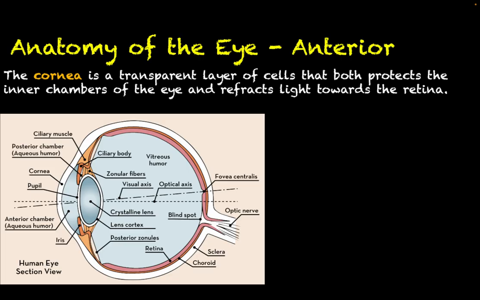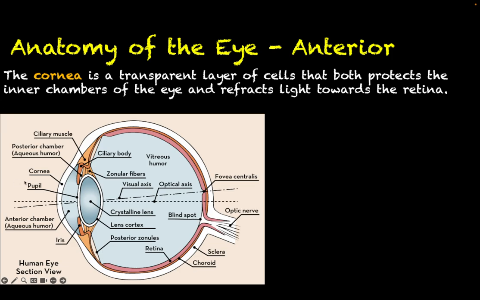Okay, so let's talk a little bit about the anatomy of the anterior segment. So a couple of structures for us to keep track of here. You have the cornea, which is this outermost cell structure right here. This is actually just a transparent layer of cells that both protects the inner chambers of the eye, so keeps bacteria from getting in, and then it also acts to refract or bend light towards the retina, okay?